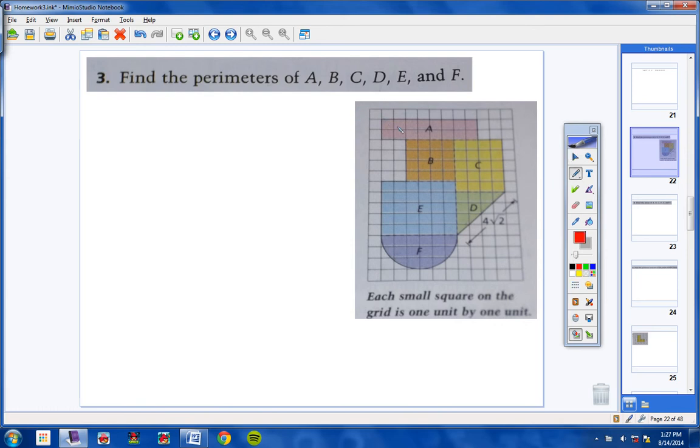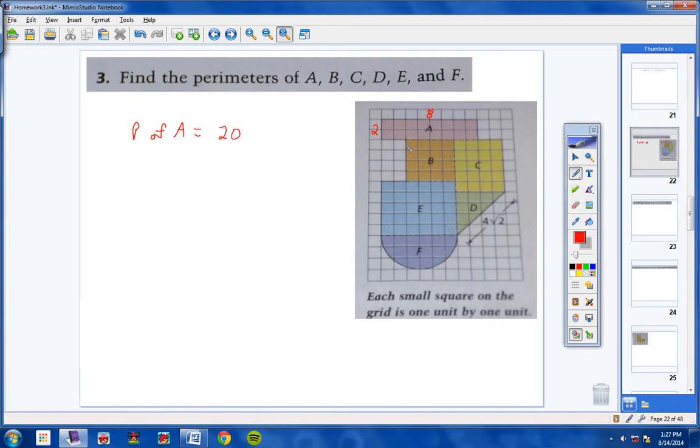Okay, the perimeter of A, let's see. We have a length here of 2 and a length going across of 1, 2, 3, 4, 5, 6, 7, 8. So I have a length of 2, a length of 8. If I add up all 4 sides of A, which is what they want me to do, the perimeter of A would equal 20. All right.